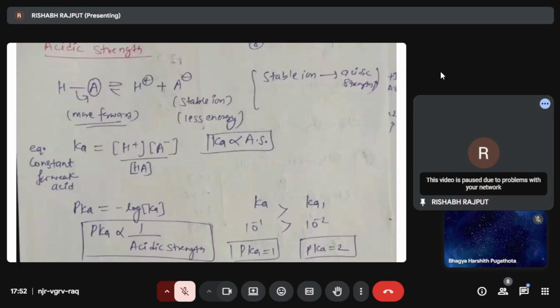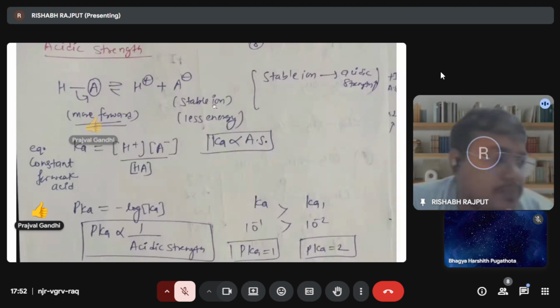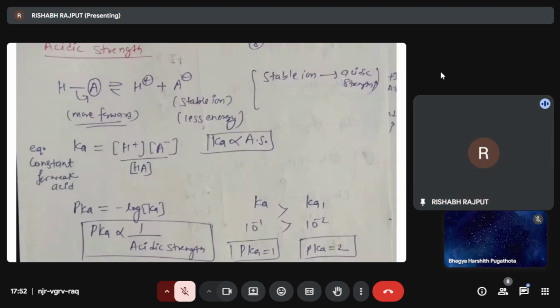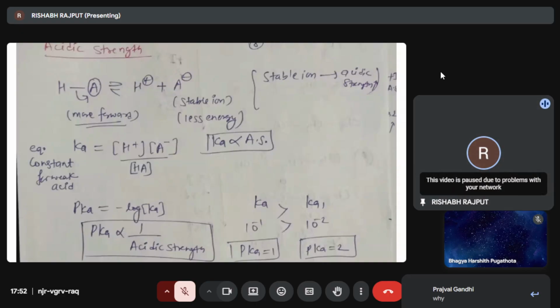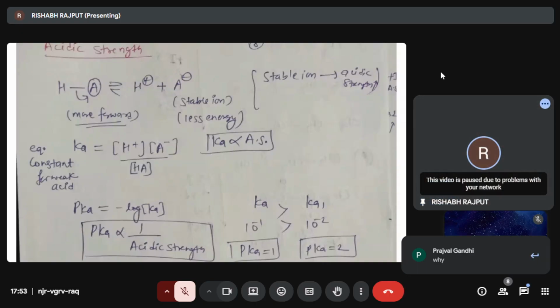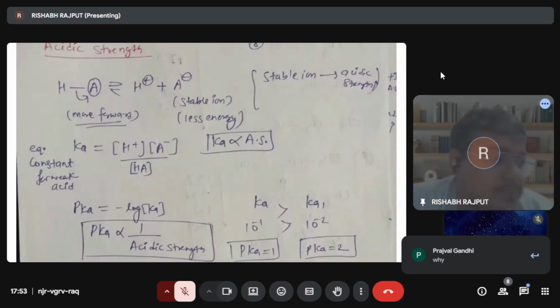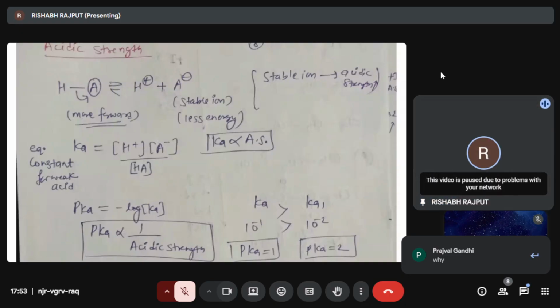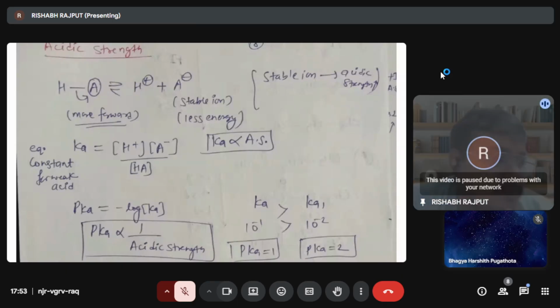Okay guys, and why am I saying here that A negative should be a stable ion? If your A negative ion is very stable, in this case your acidic strength will be increased. If your A negative is not stable, what happens? A negative will again react with H positive and make HA again. So in this case, you will not get H positive ions. That is why, for acidic strength, A negative should be a stable ion. So that is why we are discussing this thing.